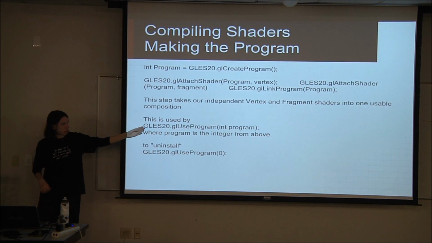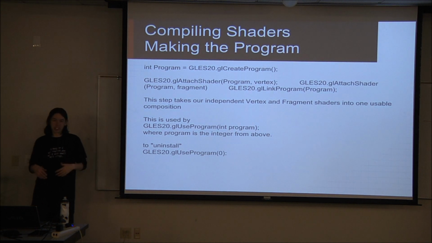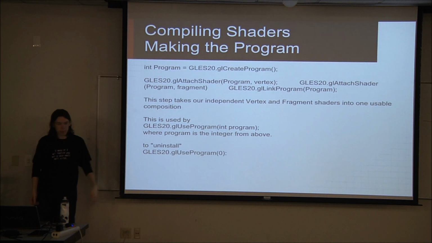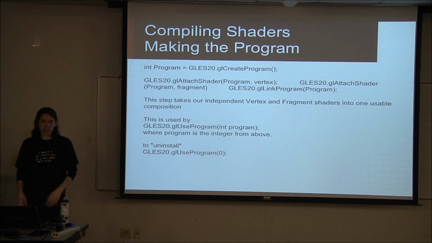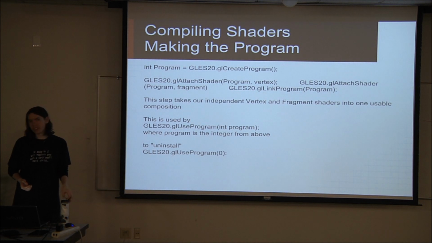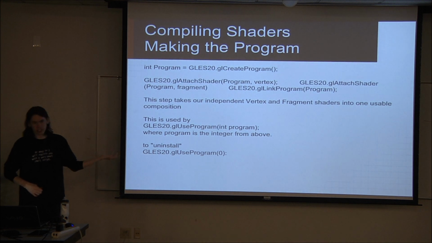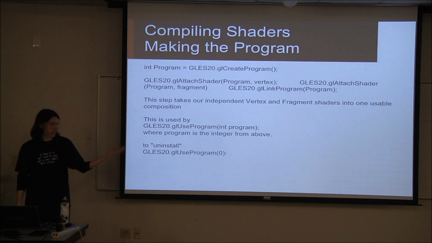This is used by use program, and to uninstall, which basically means I'm no longer using the shader, just use program 0. That gets rid of it. So then your next render calls can use a different shader. Not too important when there's not fixed function floating around, as you're always going to be using a shader, so you're probably always going to be prefixing something with GL use program. But if you want to uninstall it, GL use program 0 gets rid of it.